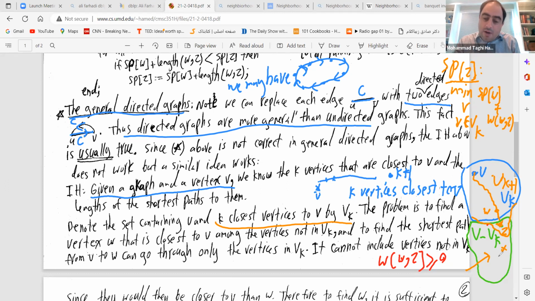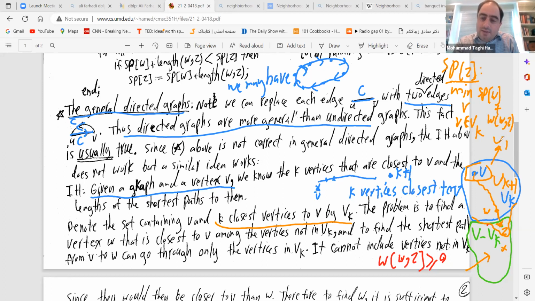In particular case, if the graph is disconnected, V cannot reach some of them, those other guys, the SP of those guys remains infinity. Again, we are initializing everything with SP of essentially all vertices would be infinity except V that would be 0. And here, by the way, the basis of induction would be V. Essentially, V1 would include only V.